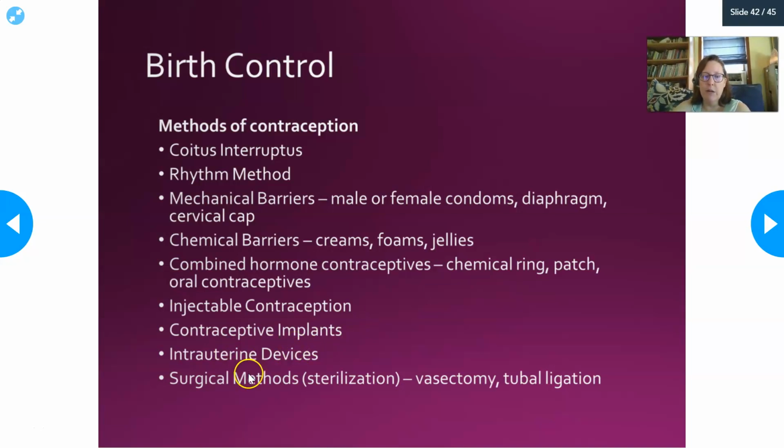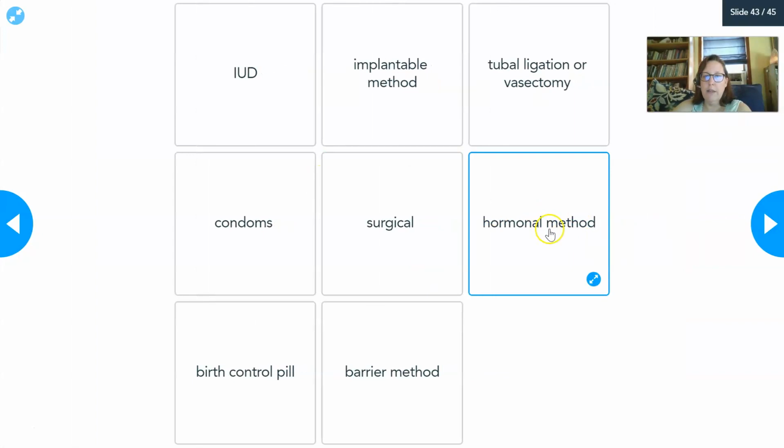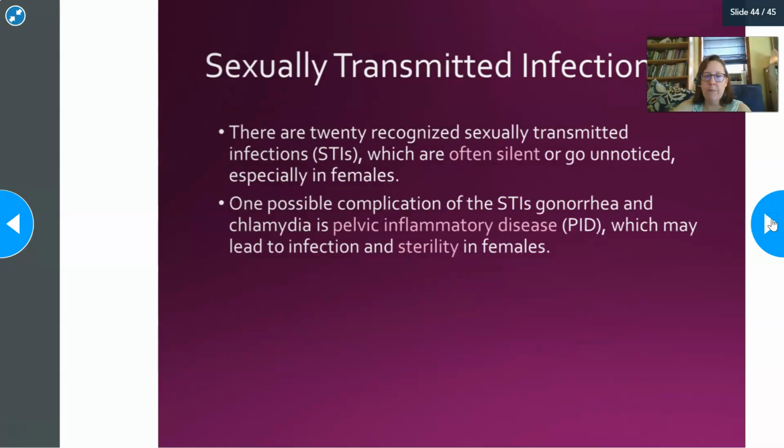And then surgical methods are sterilization, which is vasectomy and tubal ligation, where you have your tubes tied. But usually you have to be a certain age, or at least have had so many kids, where they're pretty sure that you don't want any more, and you've had your chance, or you're too old to have some, or whatever. So rank these or match them to the type of method they are.